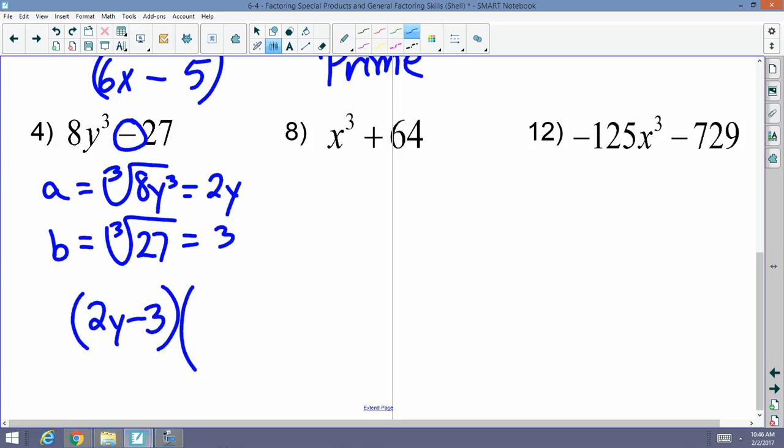Now schisms. Square the first term. Change sign. Multiply the first two terms, a and b. Square the last term. Schisms.